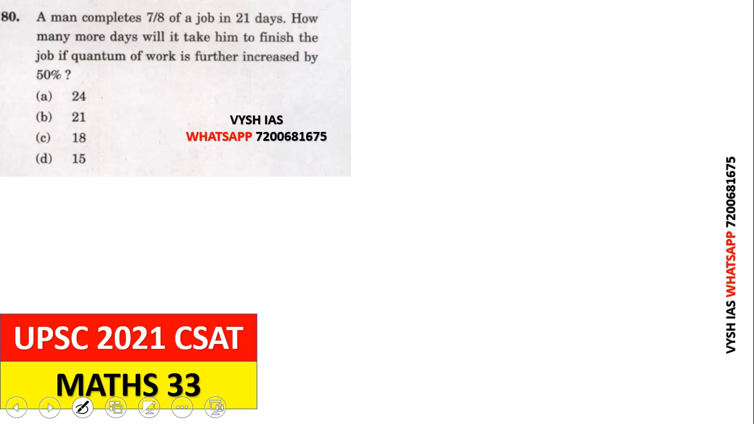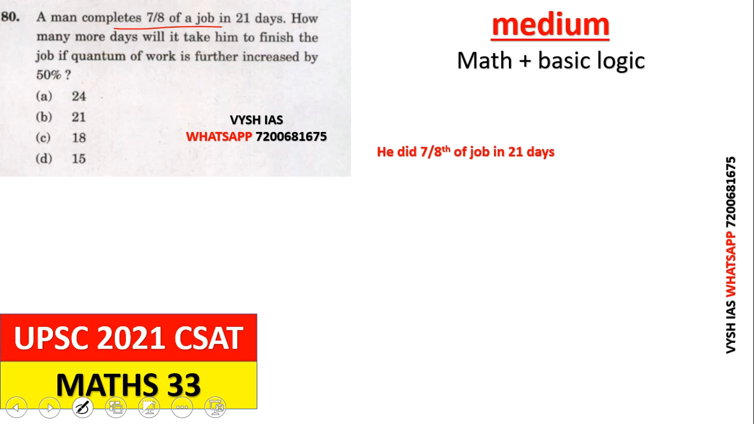Now again, work and job and time and distance. This again will come. Okay, time and distance, already we saw that A and B type question. This is work and this thing. How much time he'll complete the job. So a man completes 7/8 of the job in 21 days. How many more days will it take for him to finish the job if the work is increased by 50%?